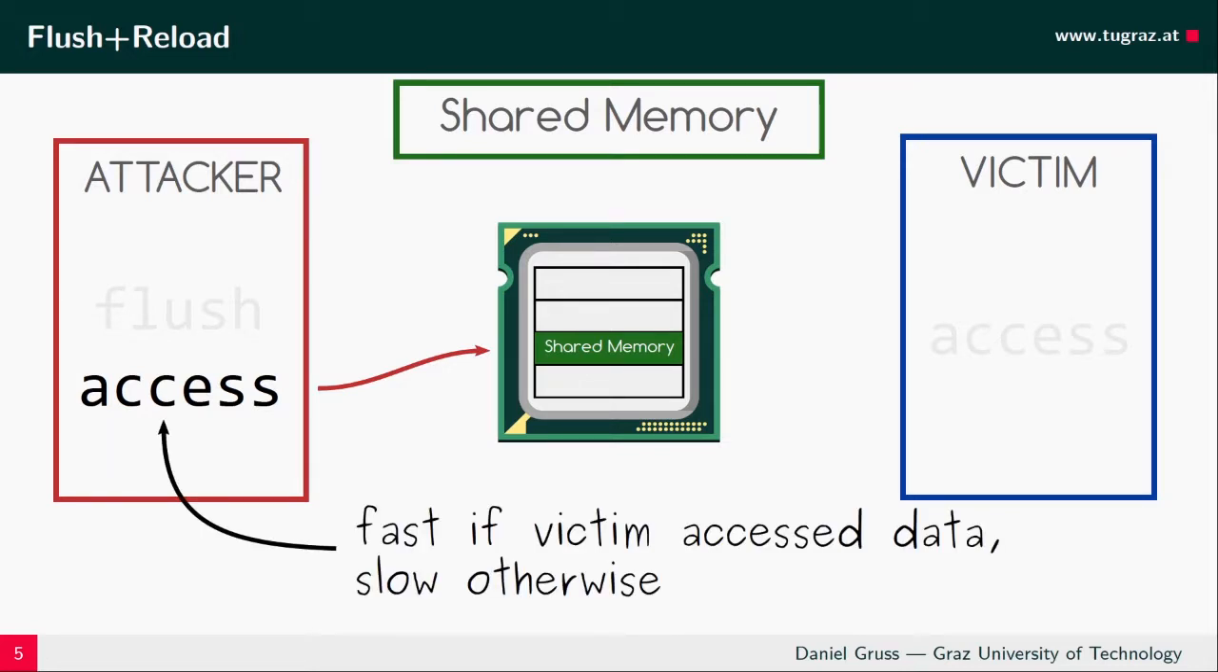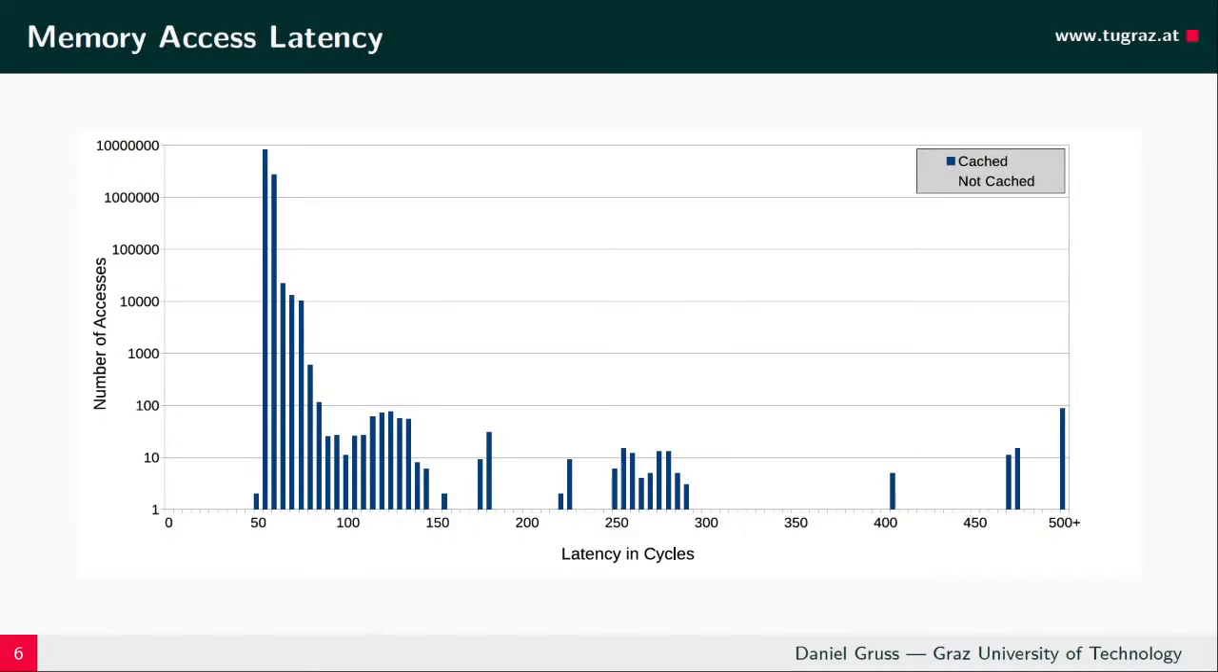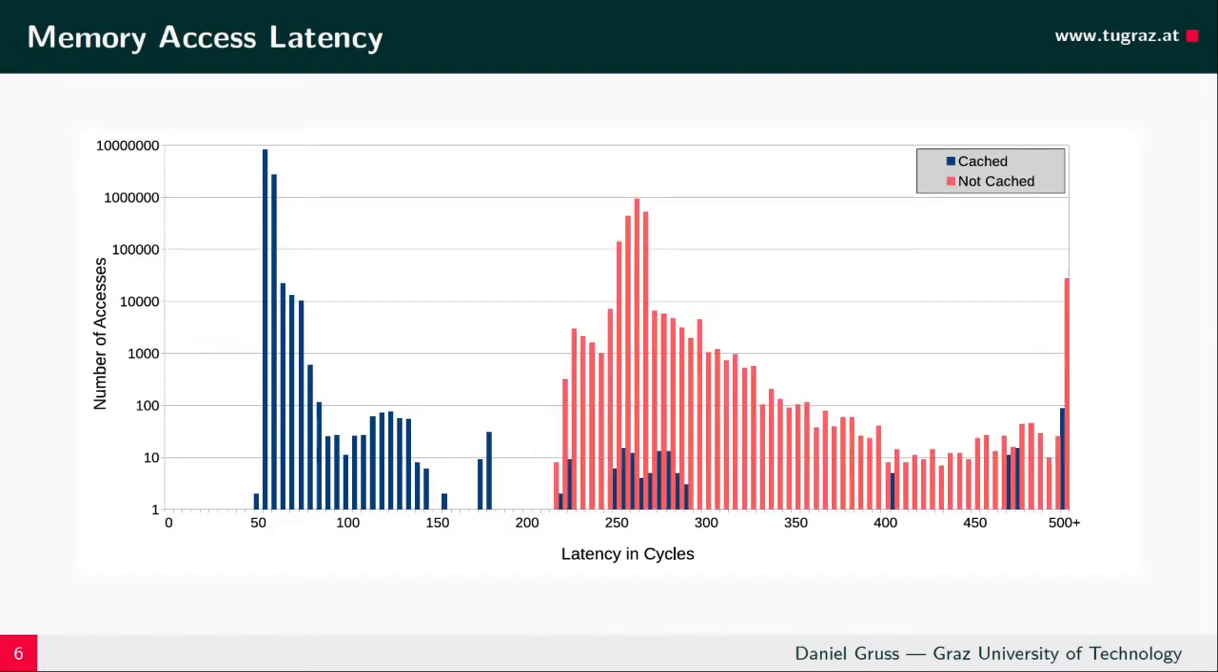If we look at the exact timings here, we see in a log scale histogram that most of the timings are around 50 cycles if it's a cache hit. It can be slower, of course, we may have noise here. But if it's not cached, then it's never faster than, in this case, 200 cycles. This is really great. Even if I have no clue about statistics, that's easy to implement. Just put a threshold there, done. So that's very easy to reproduce.